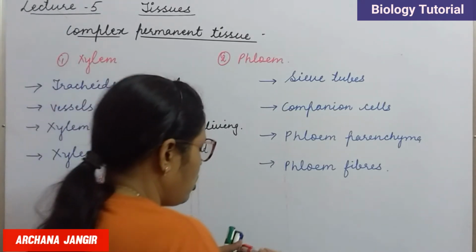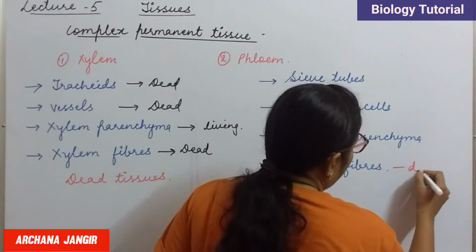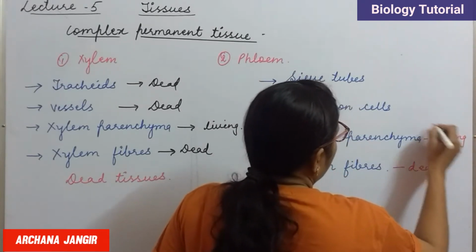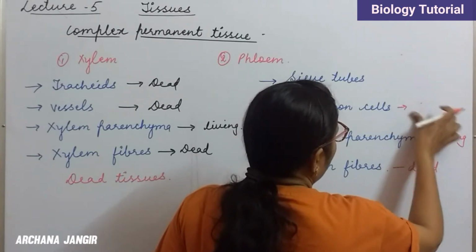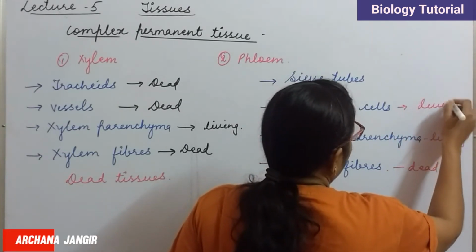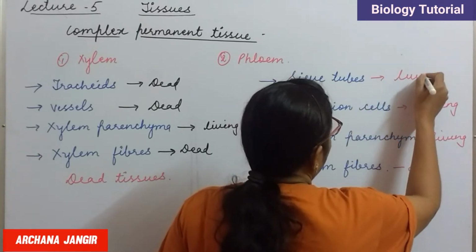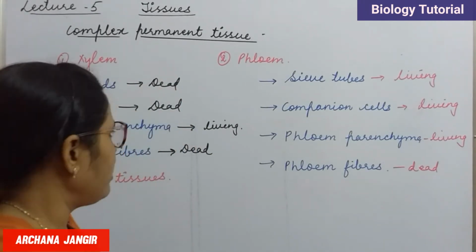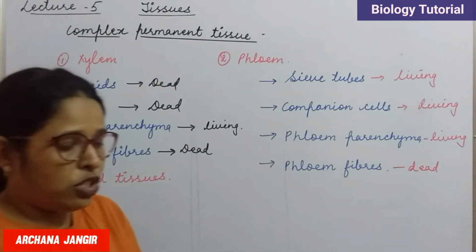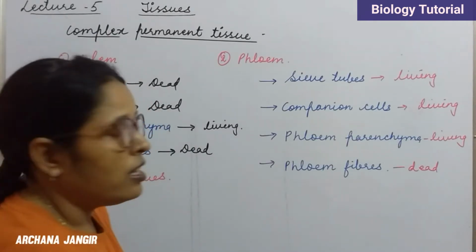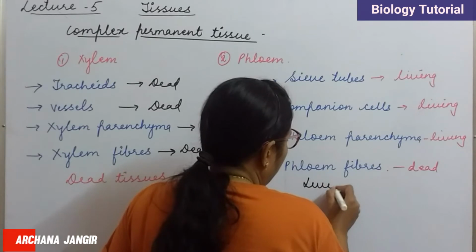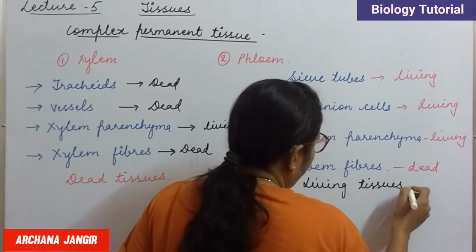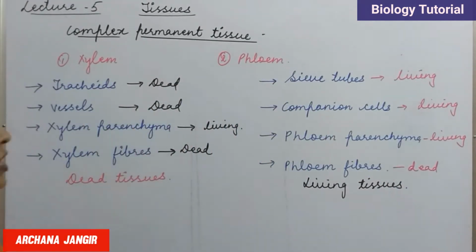Out of these, only phloem fibers are dead. Phloem parenchyma is living. Companion cell is also living. Sieve tube is also living. Only the phloem fibers are dead. So here the majority of living cells is there. That's why they are called living tissues. Okay? So these are the two important types of complex permanent tissues, because these have different types of cells.